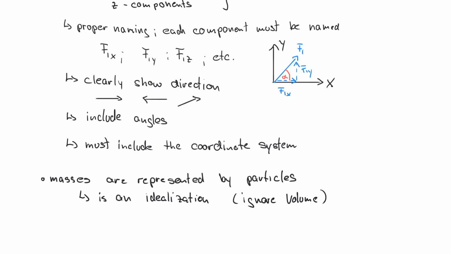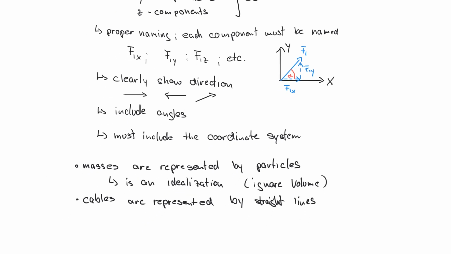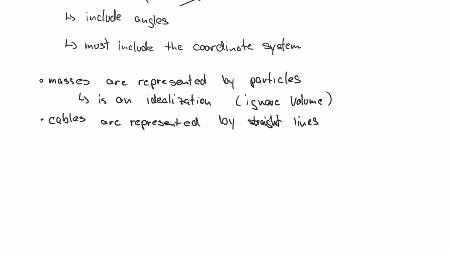And then you find that you have cables, of course, and those are represented by straight lines, which is again an idealization. This is not true. So in reality, a cable always has self-weight, and therefore it's usually hanging a little bit through.